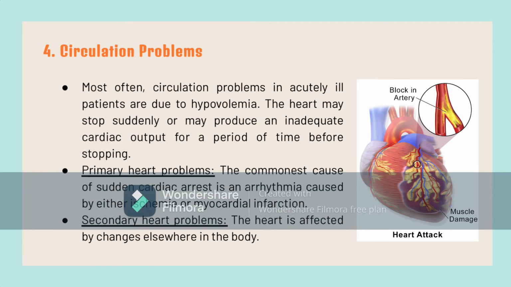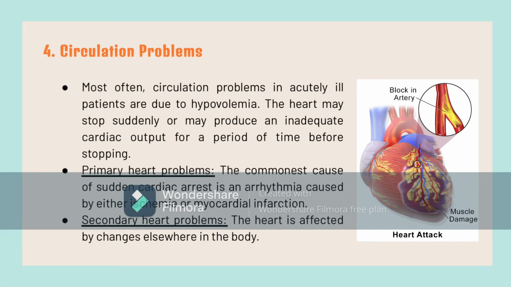So for the last medical emergency, we have circulation problems. It may be caused by primary heart disease or by heart abnormalities secondary to other problems. Most often, circulation problems in acutely ill patients are due to hypovolemia. The heart may stop suddenly or may produce an inadequate cardiac output for a period of time before stopping. So let's talk about the primary heart problems first.